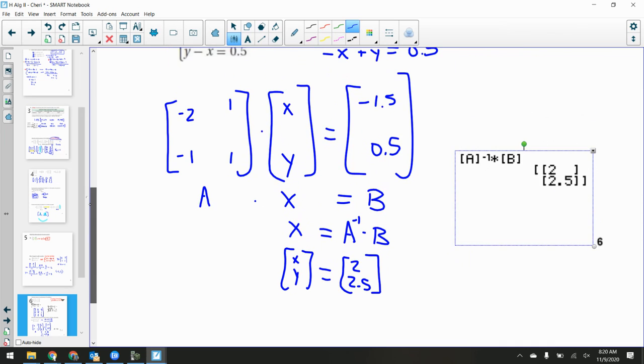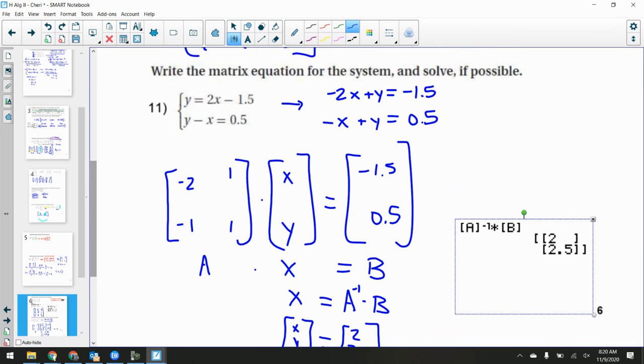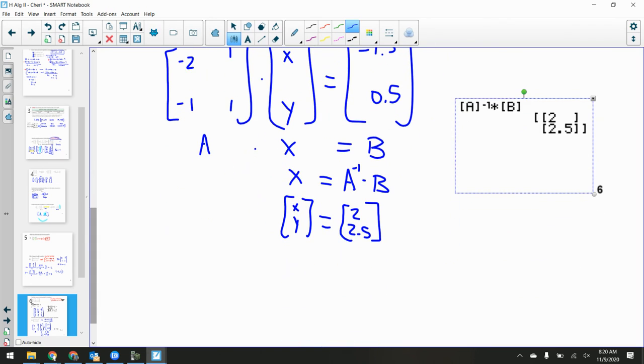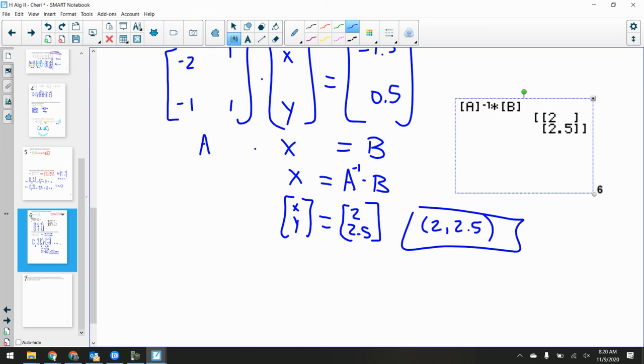Remember that, don't lose sight of the end goal. I'm solving the system, which means I want the location. I want a (2, 2.5) on the answer book. That's my answer. I solved it by way of matrix equations, but I want that answer. Questions on that? Last problem, here we go.